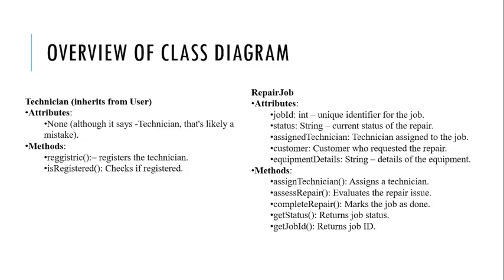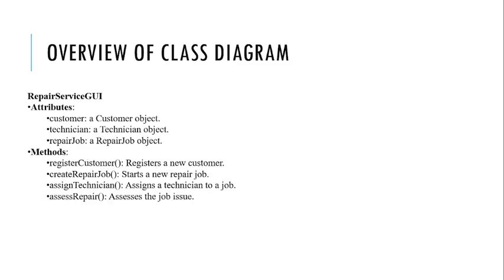And the methods consist of assign technician, which assigns a technician; assess repair, which evaluates the repair issue; complete repair, which marks the job as done; get status, which returns the job status; and get job ID, which returns the job ID.